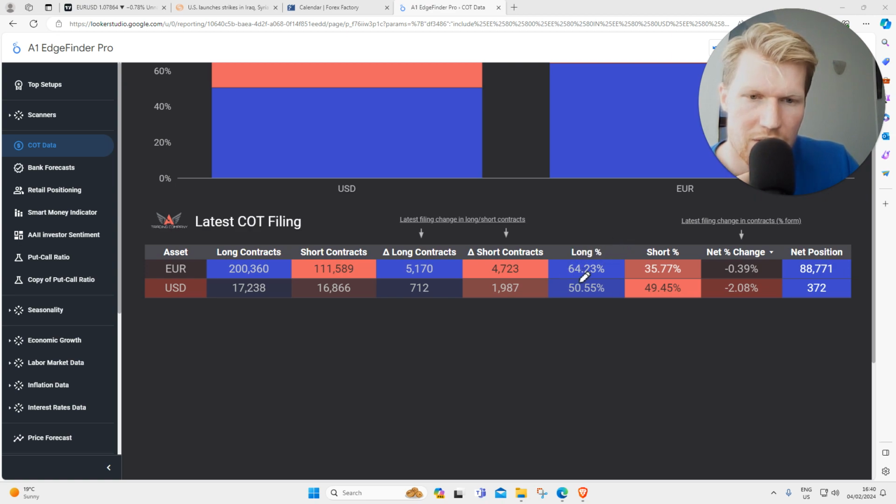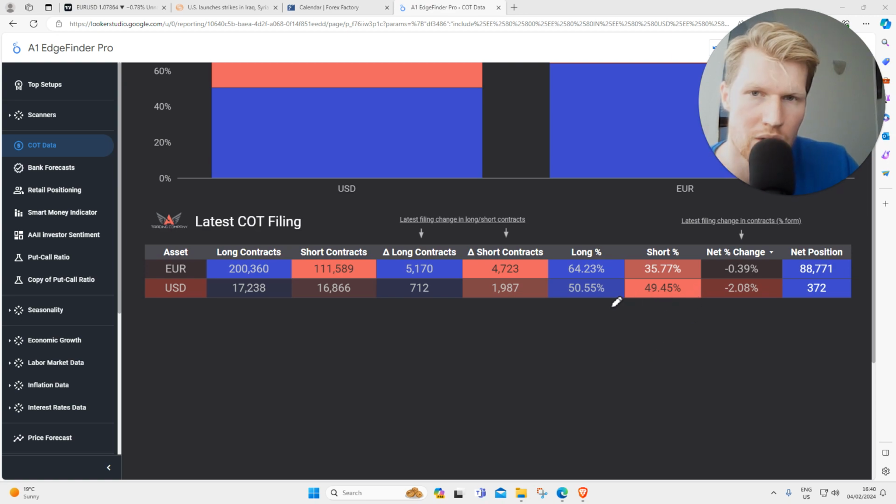So you can see that euro, they're actually net long, but they're decreasing. And you can see US dollar, they're 50-50 and decreasing. So this isn't a confluence on my trade. This is not a confluence. This is actually saying the opposite. But of course, this is just one data point.